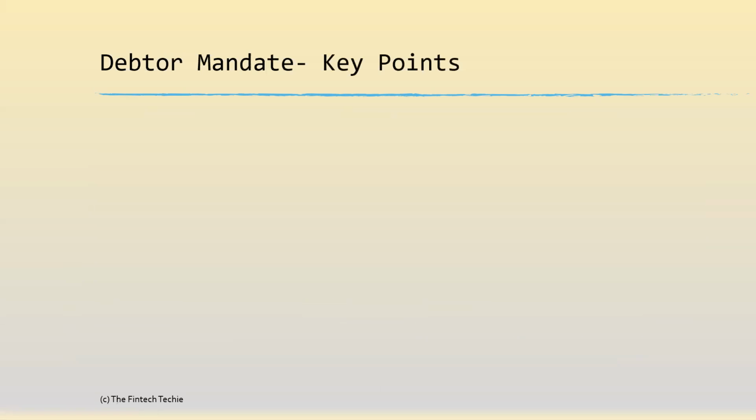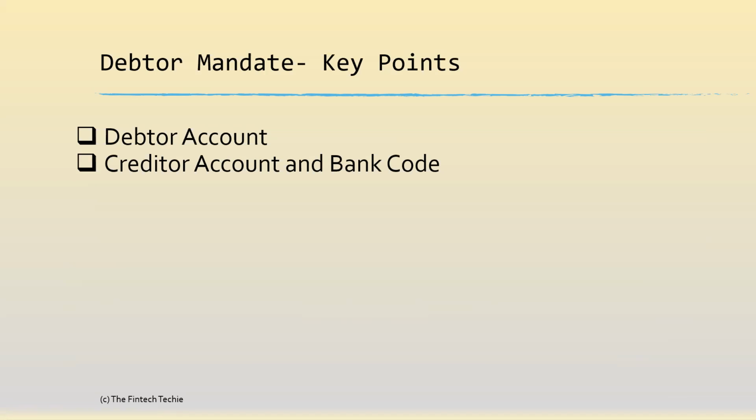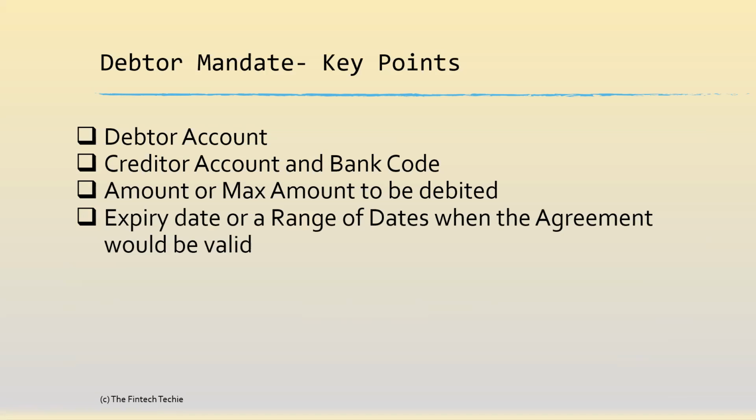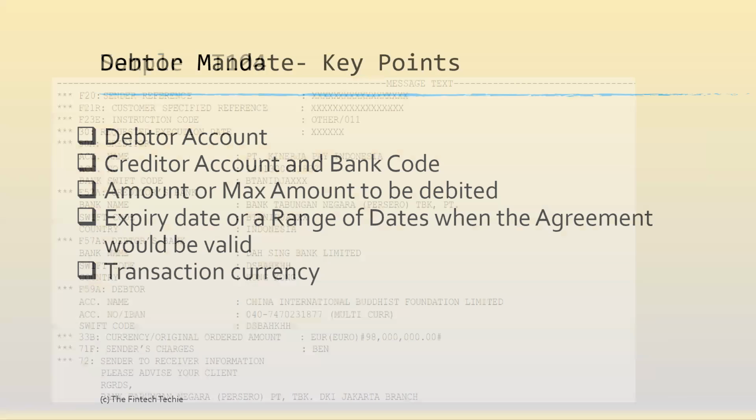Now, we spoke about the mandate. What are the key points in the mandate? So when the debtor sets up his mandate with his bank, he specifies his account number, the creditor's account and bank code, what's going to be the amount or the max amount which would be debited, the expiry date or a range of dates, the start and the end date when the agreement would be valid, and probably the transaction currency.